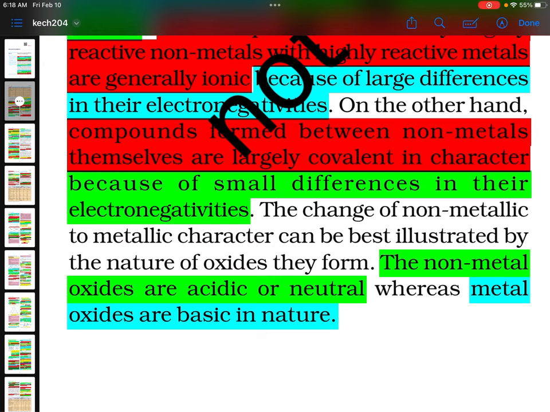If the electronegativity difference is more, it is more ionic, less covalent. The meaning of that is non-metal oxides are acidic or neutral. Metal oxides are basic in nature in general. Carbon dioxide acidic, carbon monoxide neutral, sodium oxide is basic, like that.